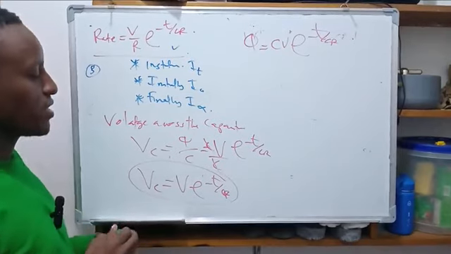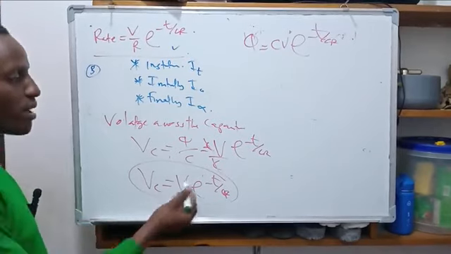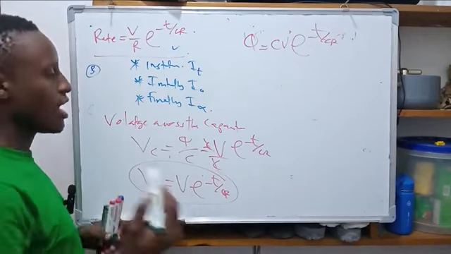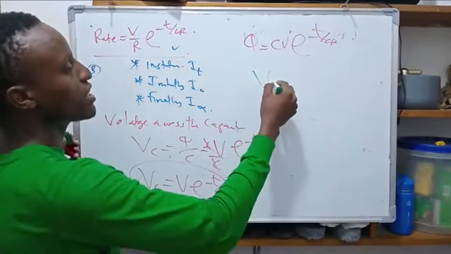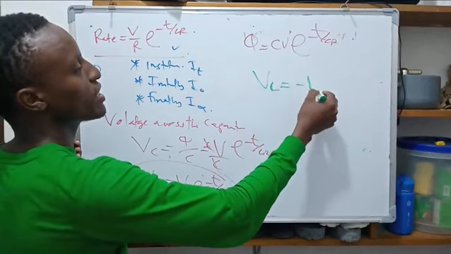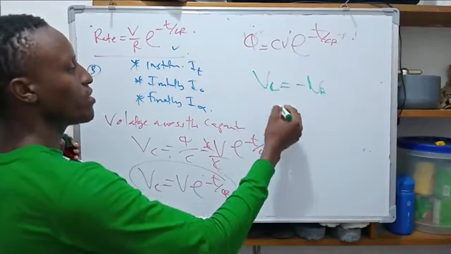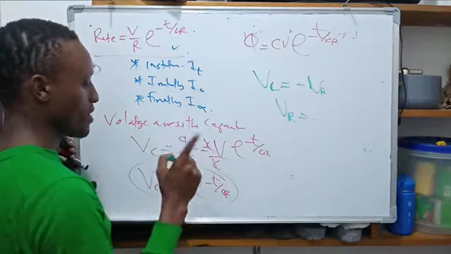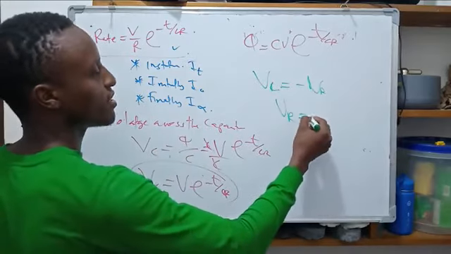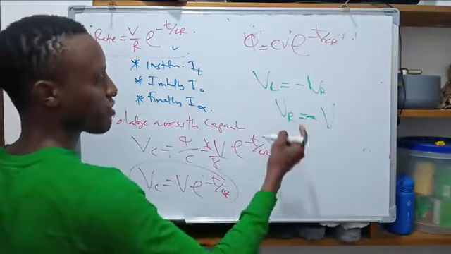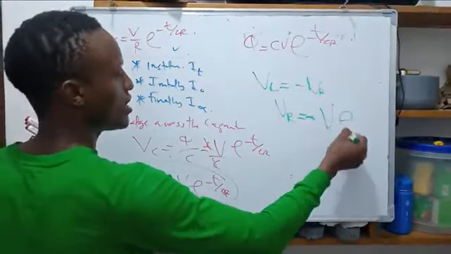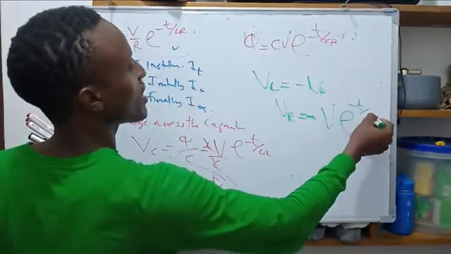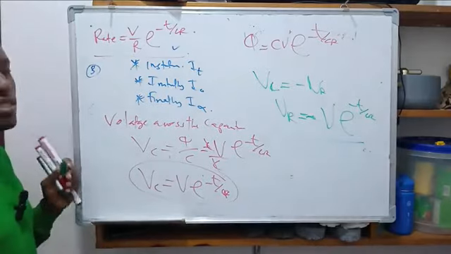How about the voltage across the resistor? The voltage across the capacitor is just equal to negative the voltage across the resistor. So the voltage across the resistor will be negative V from the cell, actually, E negative t over CR, the initial. So that's what happens, the negative.